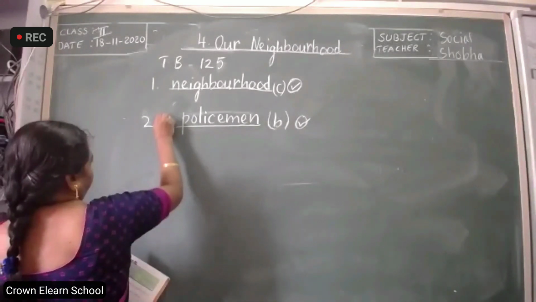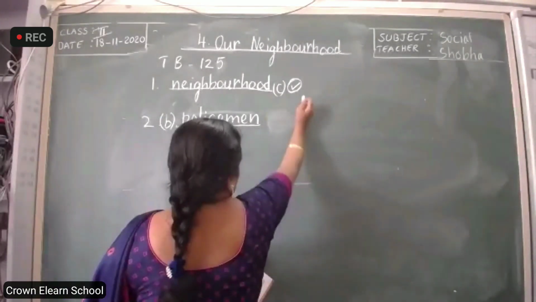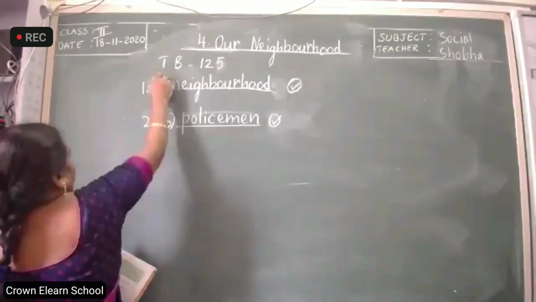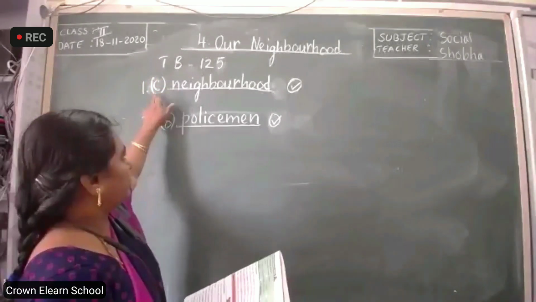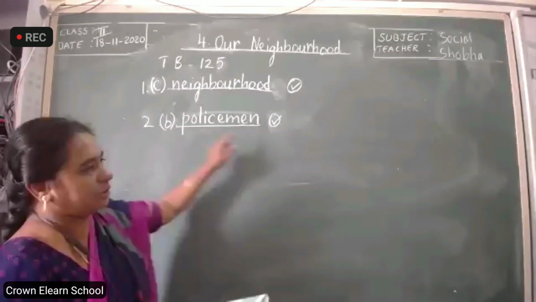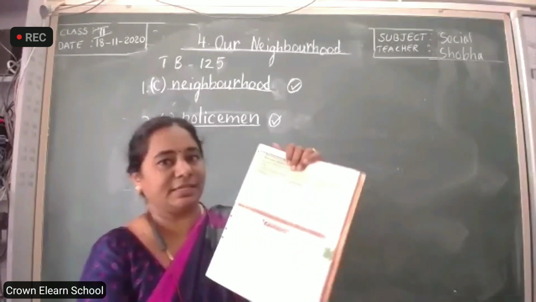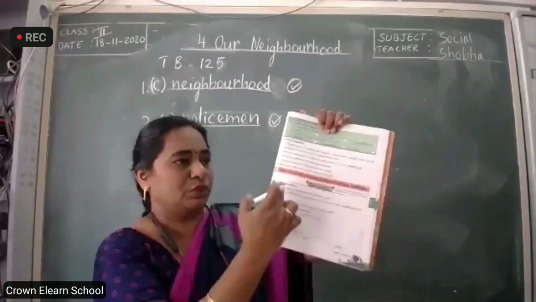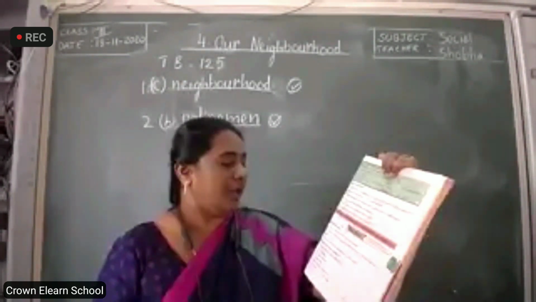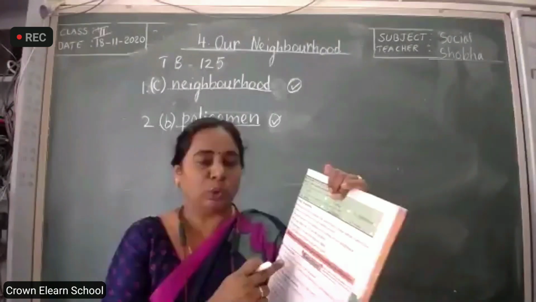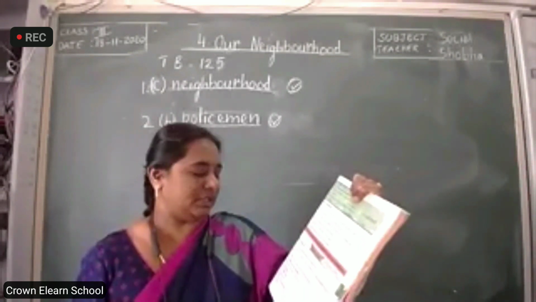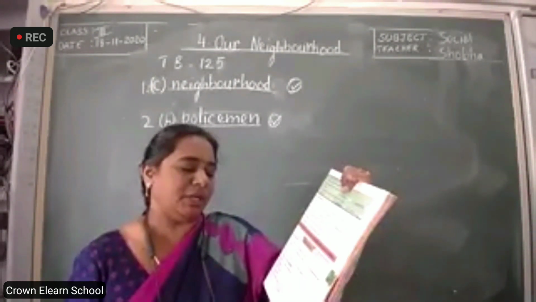So not to have confusion, I'll write here, children. Why? Because you may think it is. Okay. So for first one, C, neighborhood. Next, second one, B, policeman. Okay. So next exercise you are having on same page. So you follow the exercises, children, on same page. Exercise A, oral questions. They have given oral questions. What are the oral questions given? How do you send letters to your relatives? Give one rule to live in peace and harmony in your neighborhood.